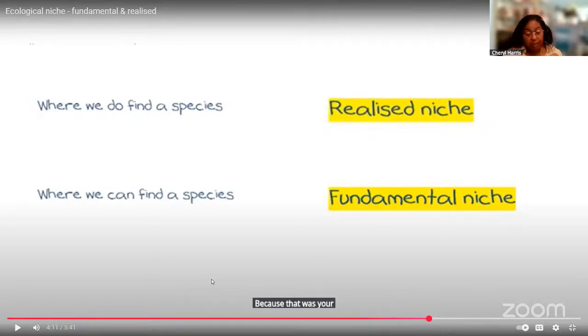assignment, was to look at your habitat, describe the niche, and then describe what the difference between your fundamental niche in that habitat and your realized niche in that habitat. Okay? So write those two down.